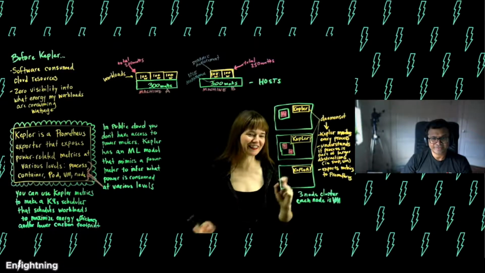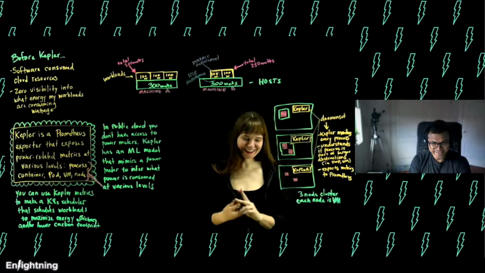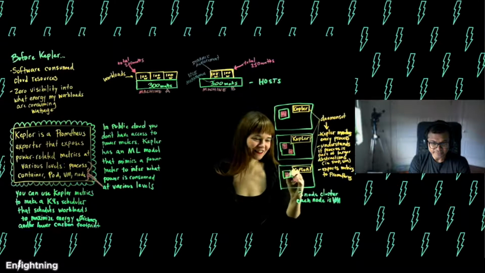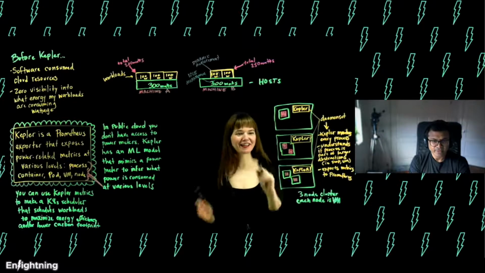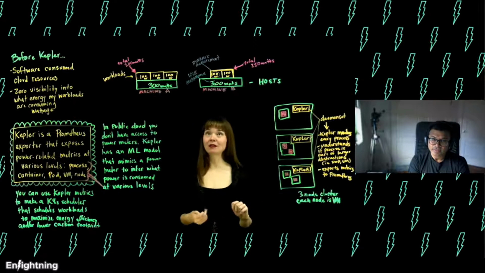I'm drawing different things on each. I'm just kidding. Because Kepler understands that it's different on each. What's going on? Two containers, pods. Okay, so now we're going to talk about the machine learning model.